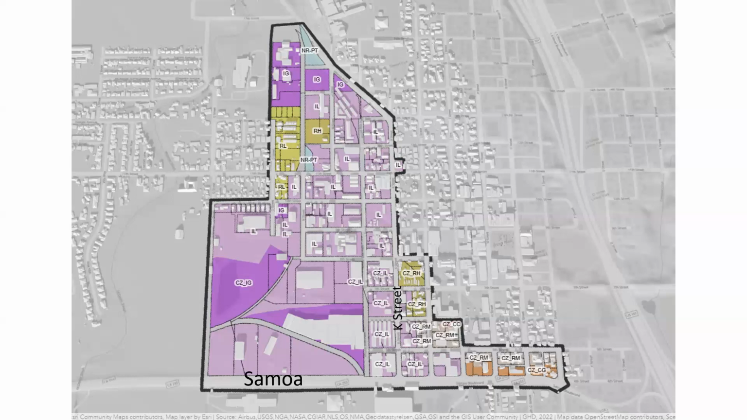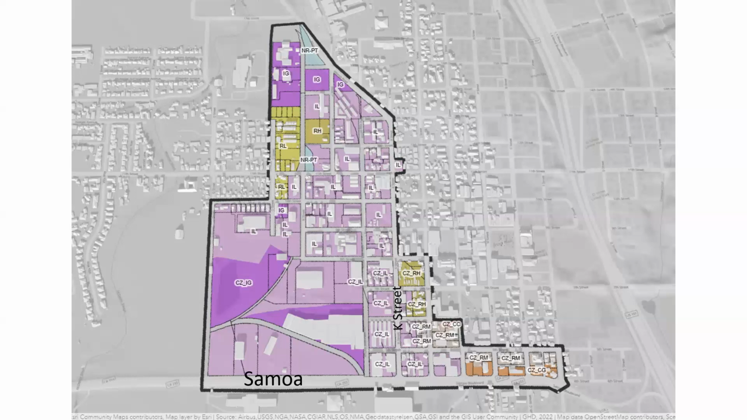In this field of view, you see the existing zoning. There's a lot of industrial zoning in purple. The yellow zones and brownish zones are residential zoning districts, low, residential medium, and residential high. And then down in the eastern corner there, you see some commercial zoning along Samoa Boulevard.